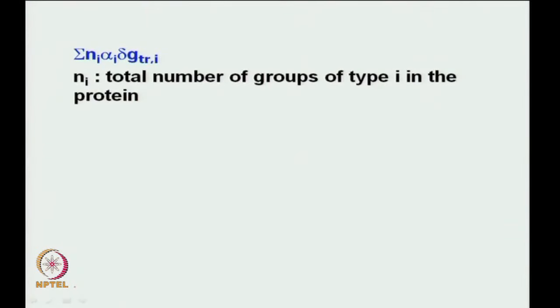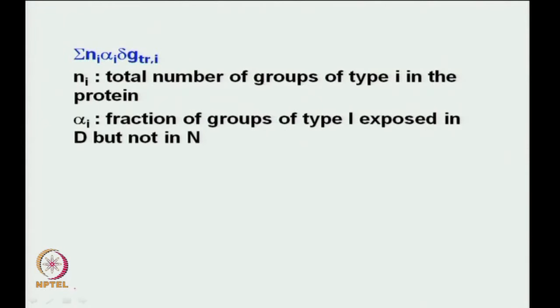We are talking about this whole thing under summation. What is Ni? Ni is the total number of groups of type I in the protein of any type. So, any species I say in a protein, and you know our protein will be having different groups.